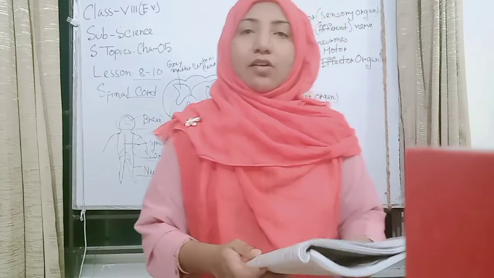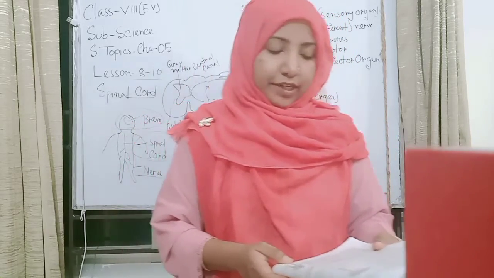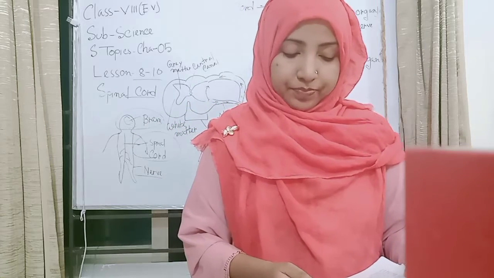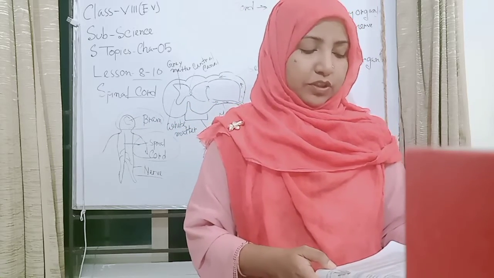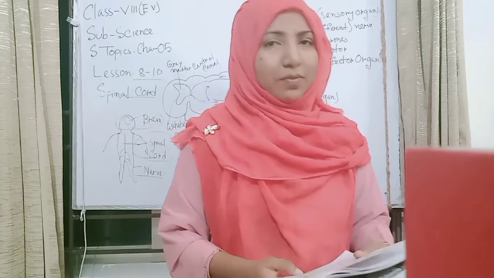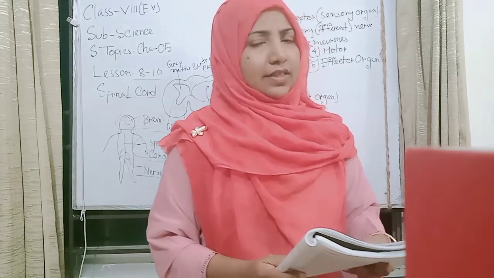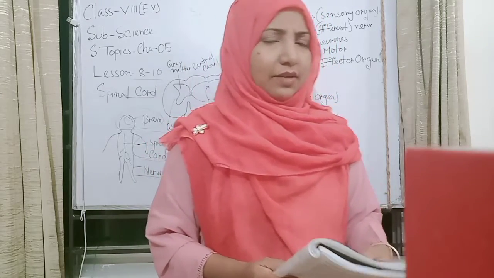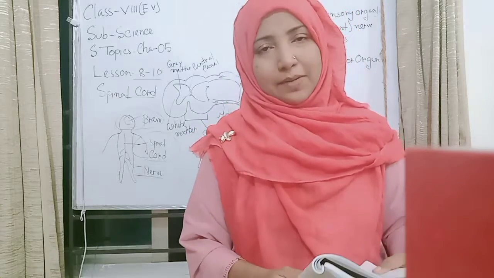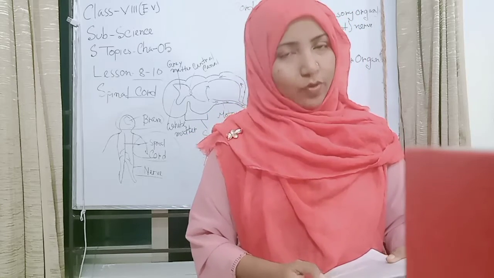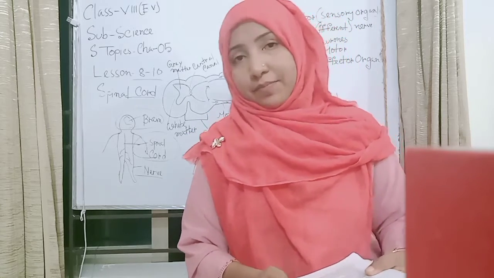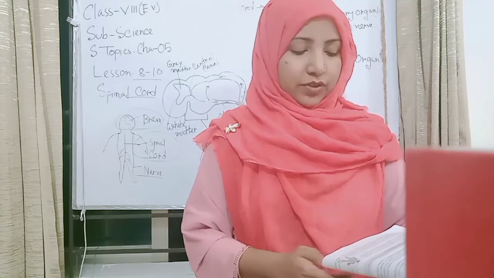Here is the spinal cord. The spinal cord is protected by the vertebral column. In the spinal cord, look at the positions of gray matter and white matter. My dear students, in the previous class, in the central nervous system, we explained where the white matter and where the gray matter are. But in the spinal cord it is the reverse.